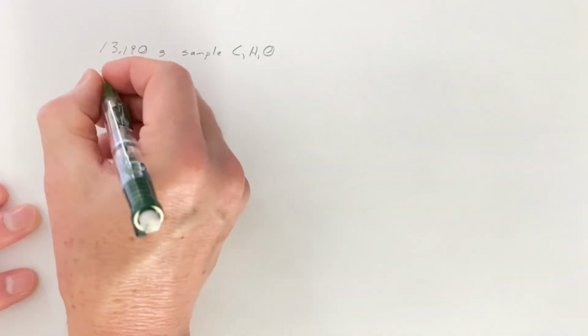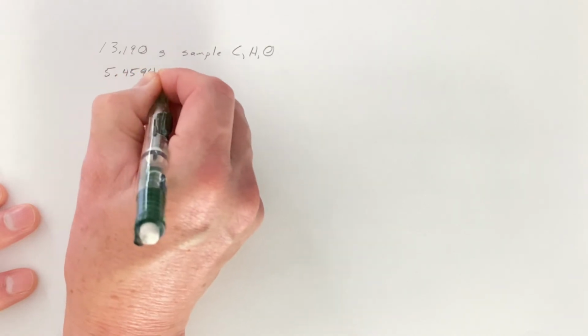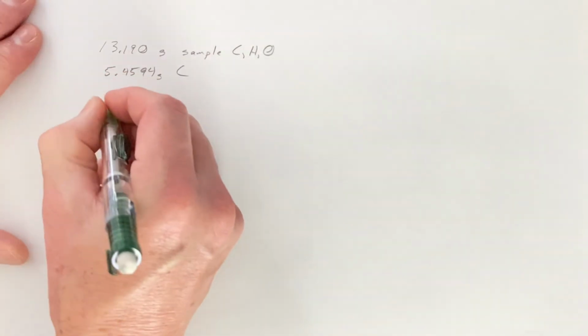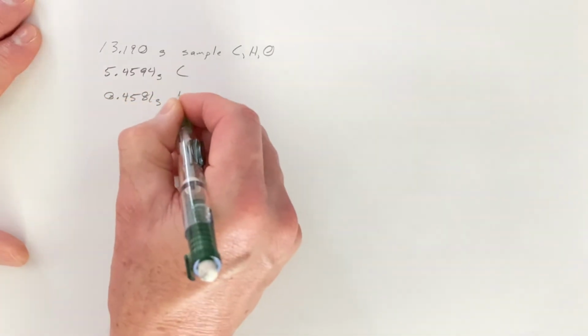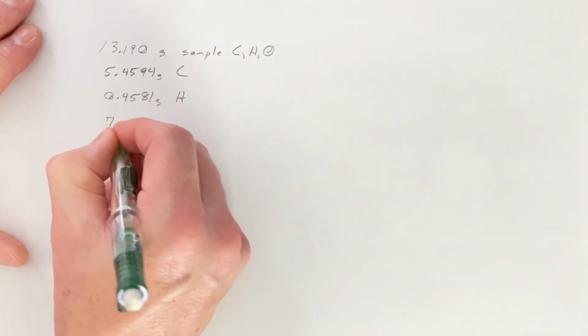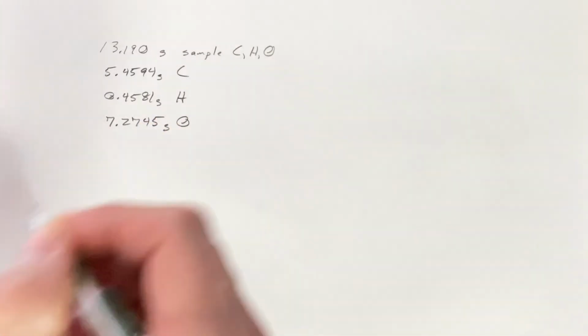We do some further chemical analysis on the sample to determine the mass of carbon, the mass of hydrogen, and the mass of oxygen in the sample. And again, the masses of the individual components should add up to the mass of the whole. And in this case, we determine that there are 5.4594 grams of carbon. There are 0.4581 grams of hydrogen, and there are 7.2745 grams of oxygen in the sample.